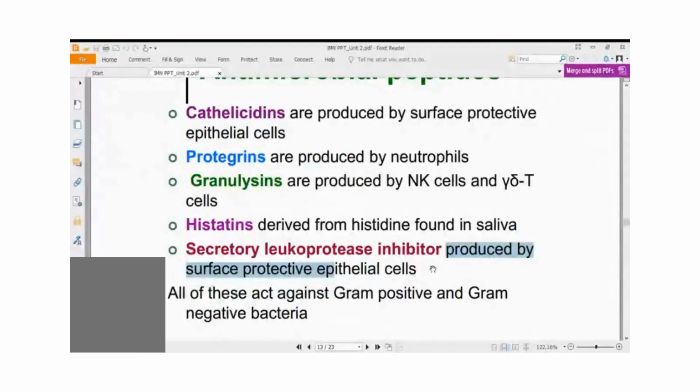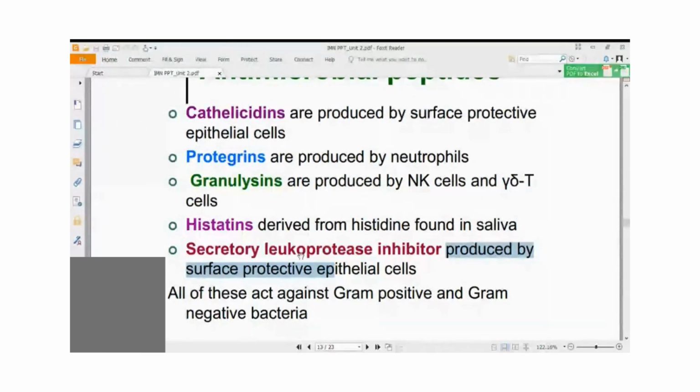And this secretory leukoprotease is antibacterial as well as antifungal. And it is in fact capable of causing the lysis of the microorganisms. All right, and to some extent, some of the leukocytes, for example, the macrophages and neutrophils, in addition to the epithelial cells, also produce these leukoproteins.